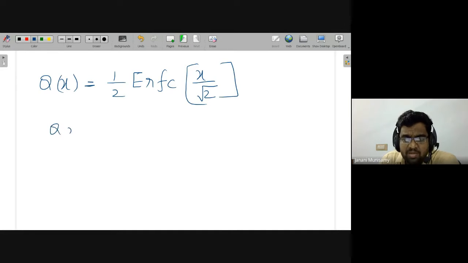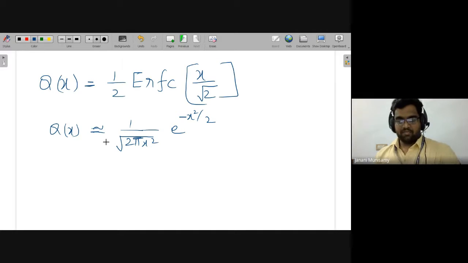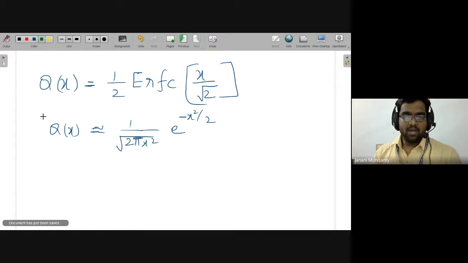And another approximation is also there. This is the exact equivalent, but approximately this is the same as 1 by root 2 pi x square, e power minus x square by 2. This is an approximation. Why? Because we know the nature of e. Using a calculator we can easily identify. So this is another approximation for Q. Now we will take the case of ASK system.